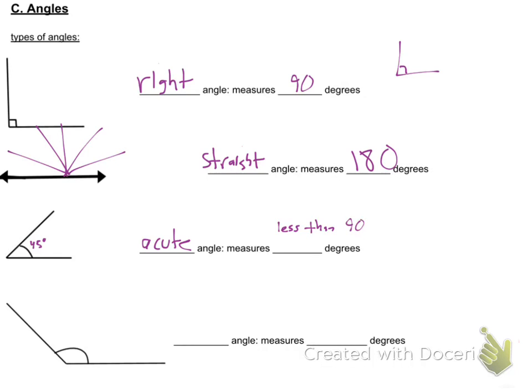Next. Next one is an obtuse angle. Obtuse. And if it's obtuse, greater than 90, but less than 180. Right? It has to be bigger than 90, but less than 180.